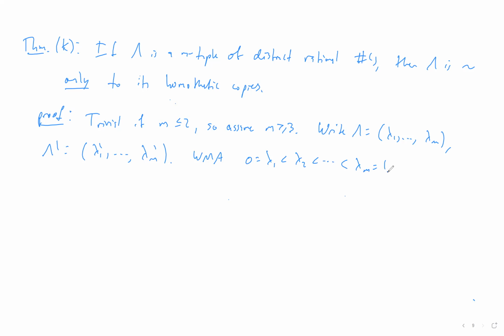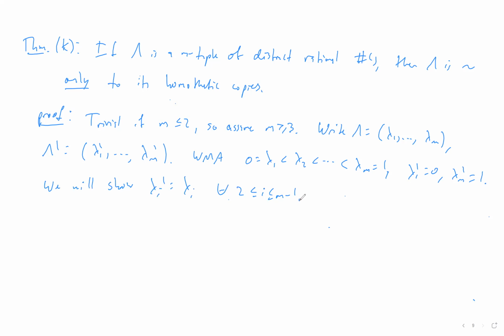Okay, so we can assume this, and then the goal is to show that lambda prime has to be homothetic to lambda. So we can also translate and dilate and rotate lambda prime such that lambda 1 prime is equal to 0 and lambda m prime is equal to 1. And so the goal is going to be to show, given this, that all of the lambda i primes have to be equal to the lambda i's. So we will show lambda i prime is equal to lambda i for all i between 2 and m minus 1.